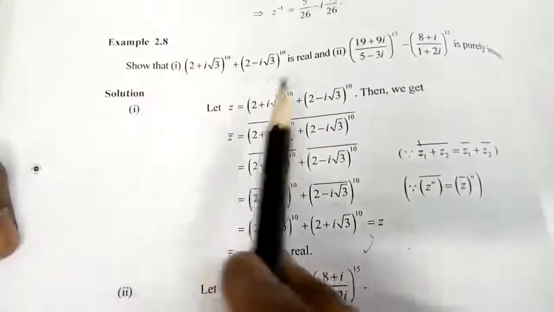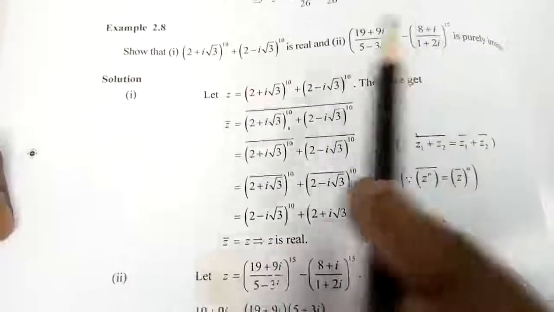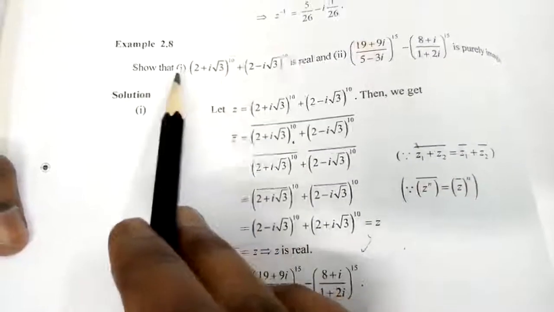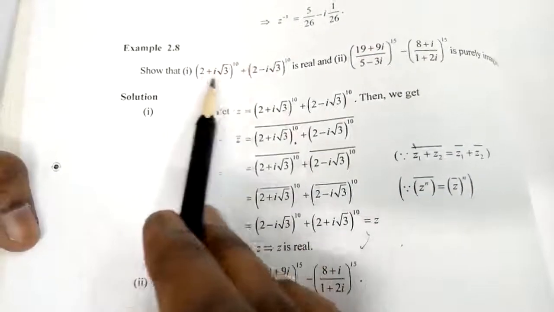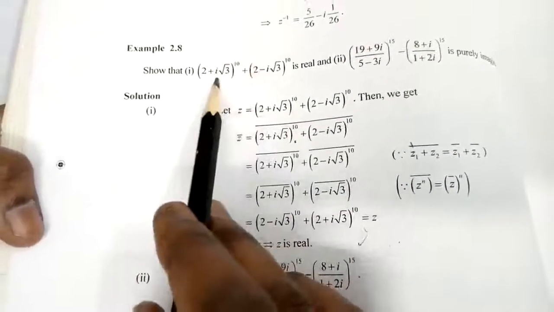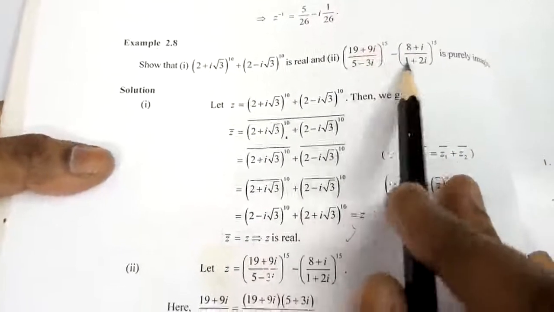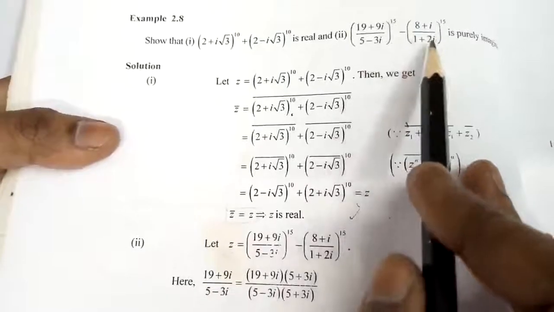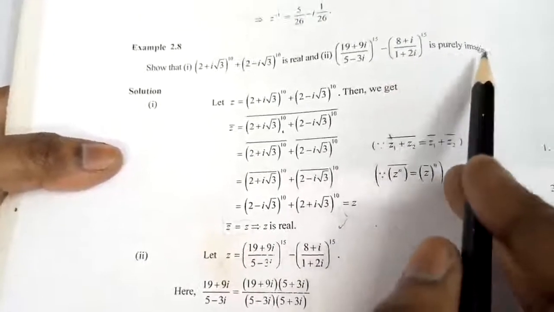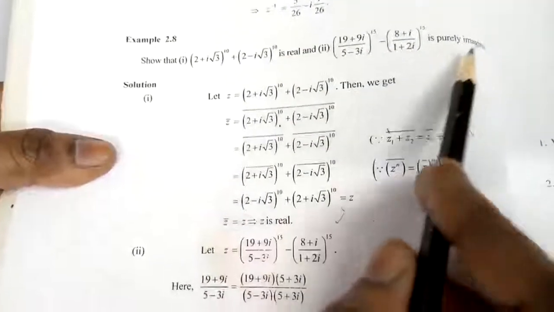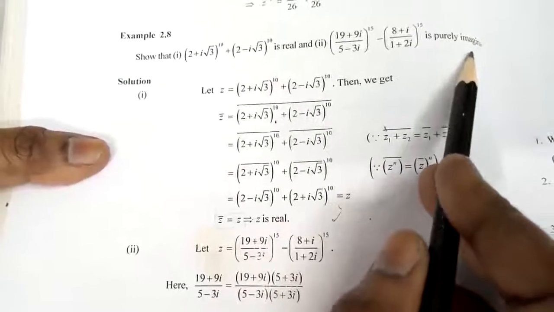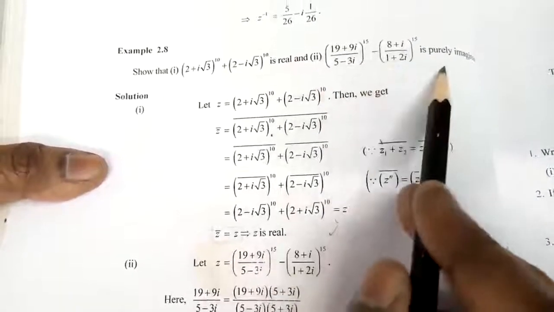Point 8. They have given you two types of questions here, students. In the first part, they have given you this type of value and they are asking you to show that it is real. In the second part, they have given you a value in this form and they are asking you to prove that it is purely imaginary. So for real and purely imaginary, we have a concept. Based on that, we are going to do the sums now.